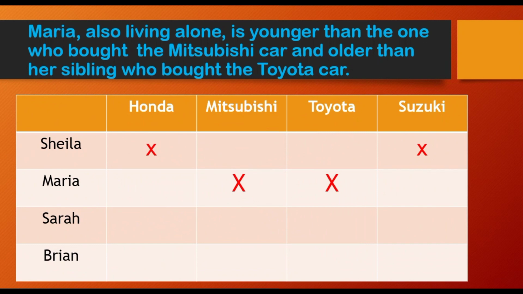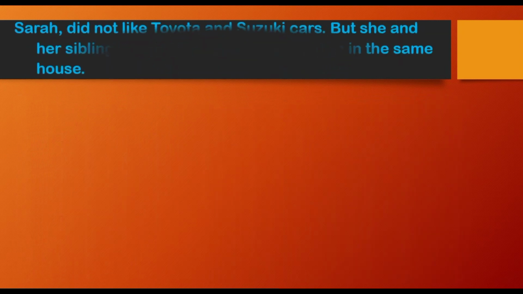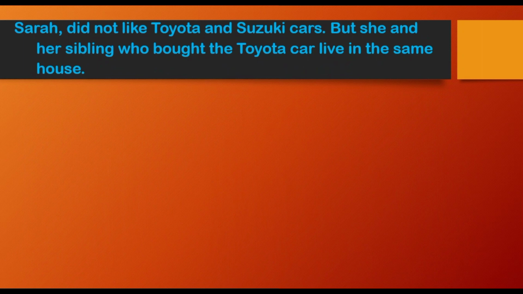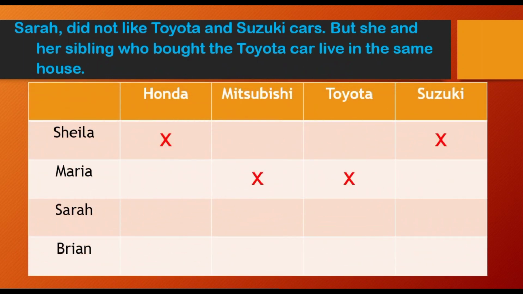Okay, so now let's move to our last clue. Sarah did not like Toyota and Suzuki cars, but she and her sibling who bought the Toyota car live in the same house. So ato na po nang i-input ang data sa table. So dili man daw ganahan si Sarah og Toyota ug Suzuki. So atong i-cross ang atong Toyota ug Suzuki, crash out nato. So naa na lang on either Honda or Mitsubishi. So si Brian wala pa gid tay clue.